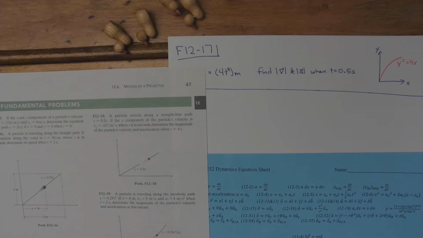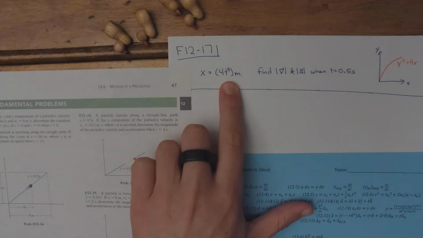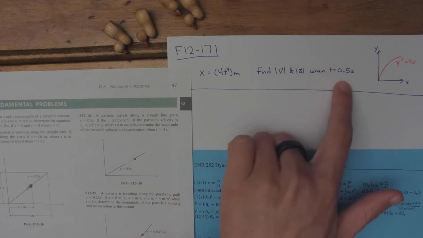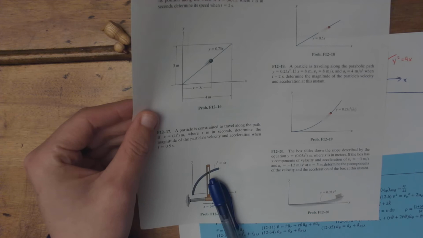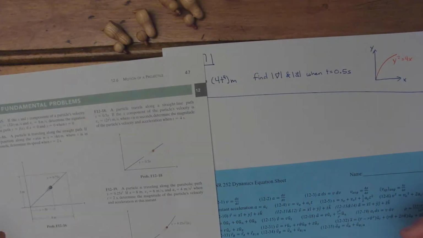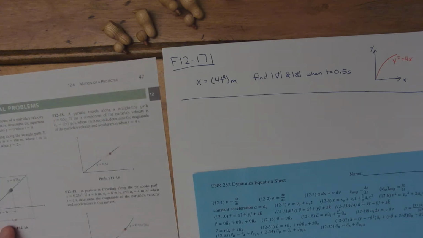So we have x equal to 4t to the 4th. We want the magnitude of the velocity and the magnitude of the acceleration. t is equal to 0.5 seconds. And the path that the particle has to move along is y squared equals 4x. I'm kind of disappointed when they do this to us.